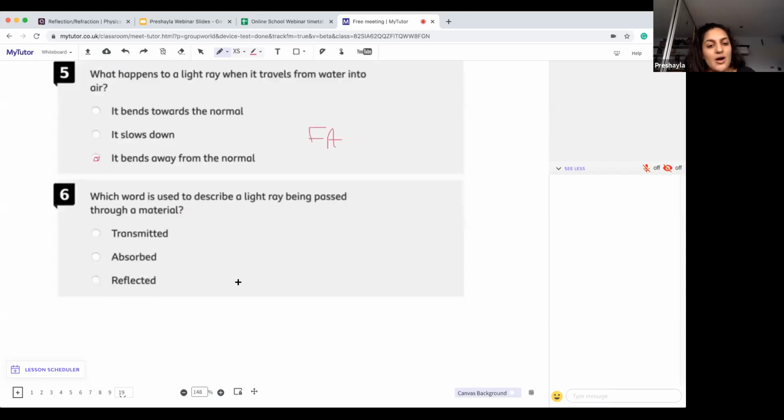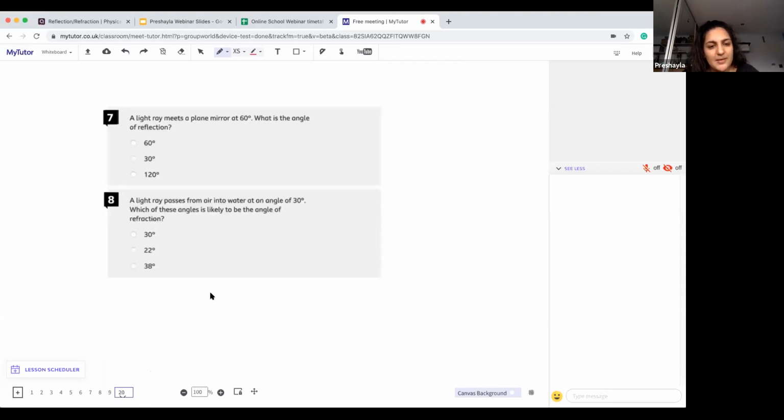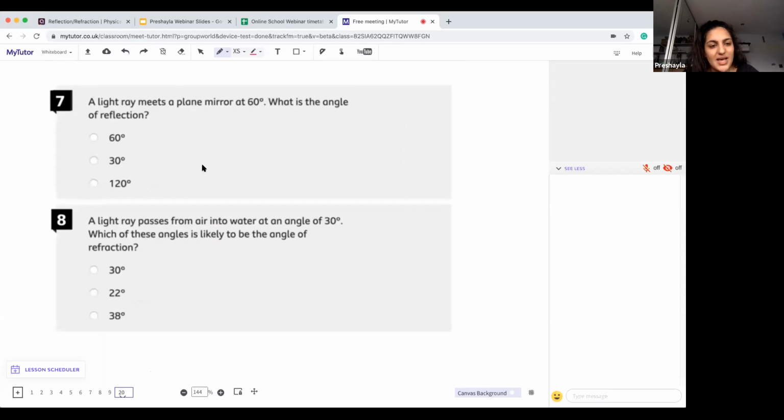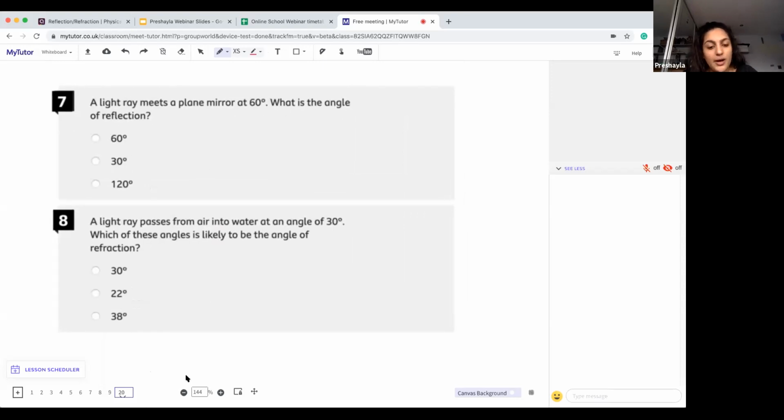What word is used to describe a light ray being passed through a material, that is transmitted? It goes all the way through. A light ray meets a plane mirror at 60 degrees. What is the angle of reflection? Well, by our law of reflection, the angle of incidence is equal to the angle of reflection. Okay, angle of incidence is equal to the angle of reflection. So that's 60 degrees.